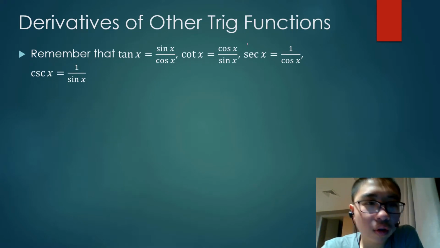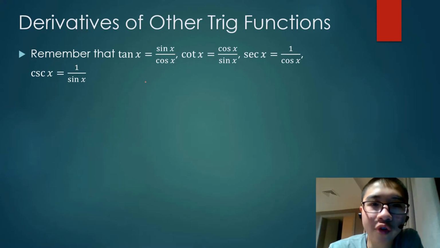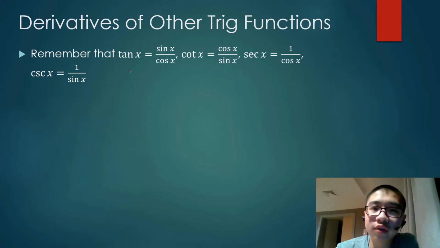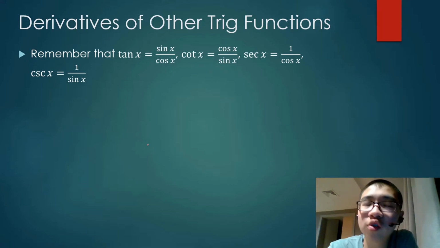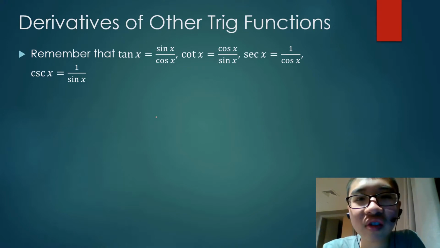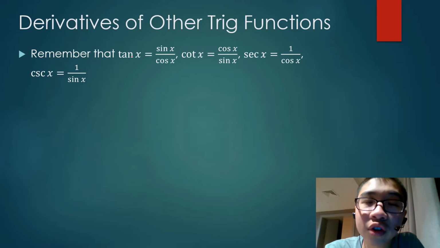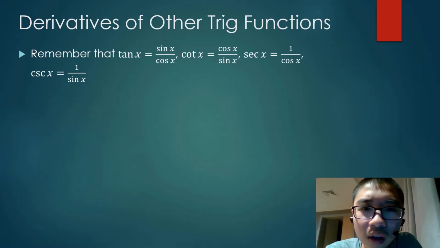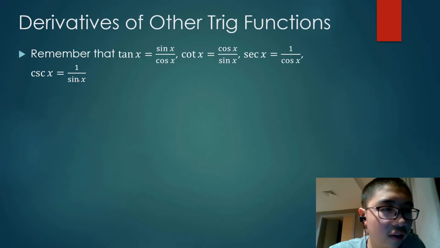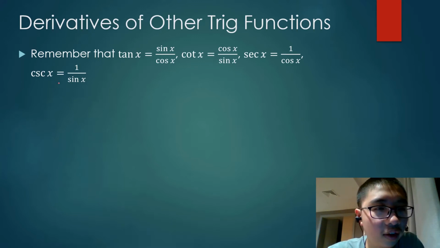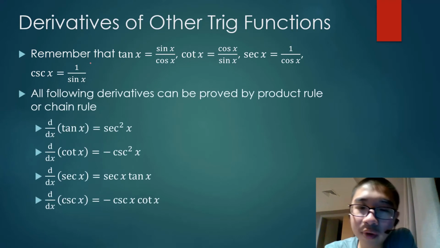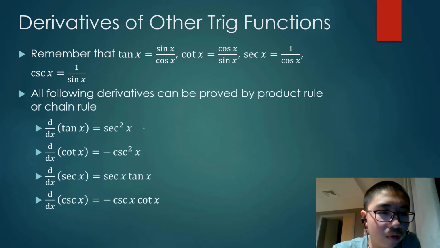Alright, now let's take a look at the derivatives of the other 4 trig functions. Tangent x is sine x over cosine x. Cotangent x is the reciprocal of tangent x, which is cosine x over sine x. Secant x is 1 over cosine x, and cosecant x is 1 over sine x. So we need to apply the product rule and chain rule to get the derivatives of tangent x, cotangent x, secant x, and cosecant x. And these are the derivatives of these 4 functions. I'm not going to prove that for you. You can prove that by yourself.